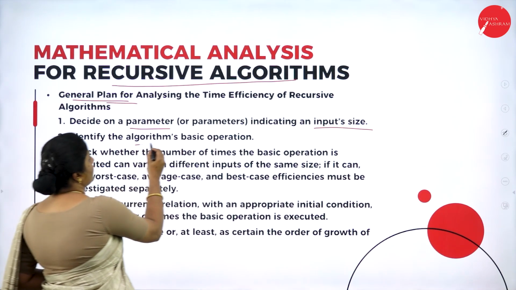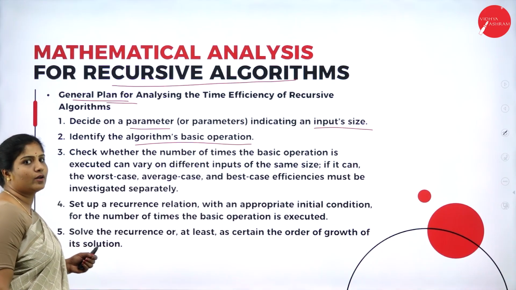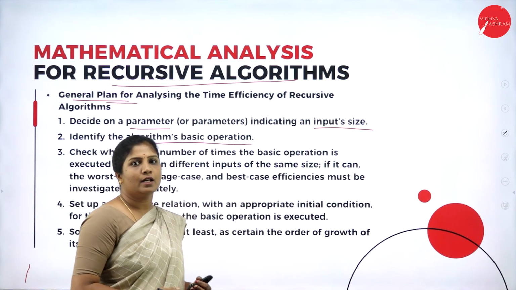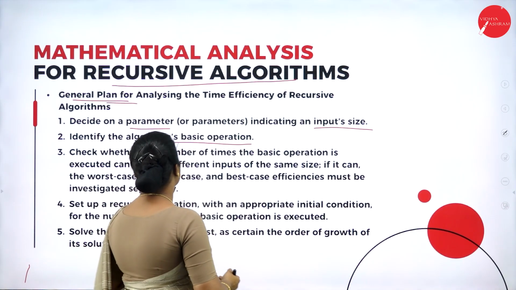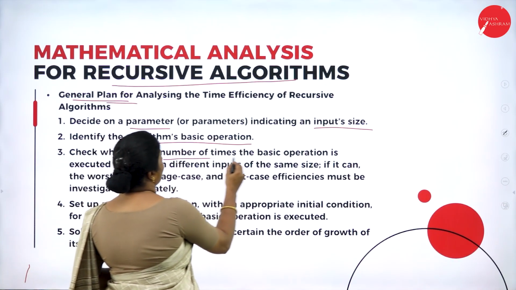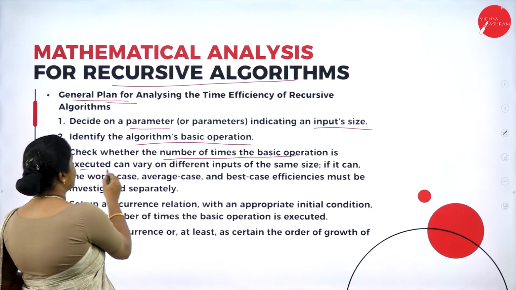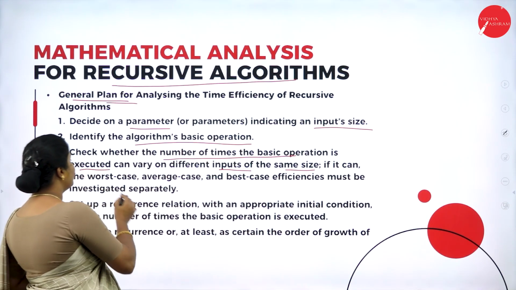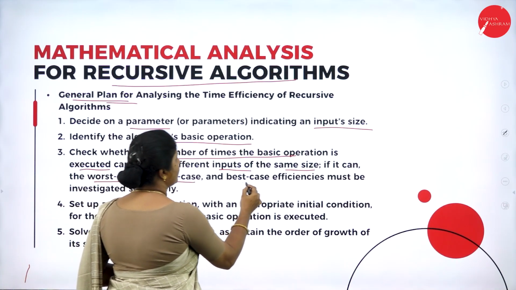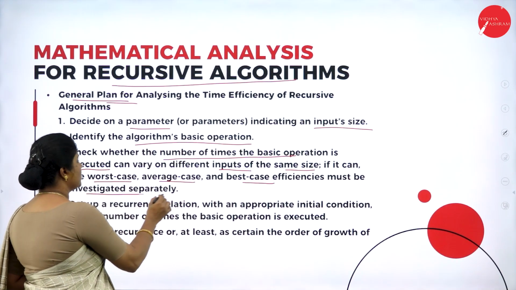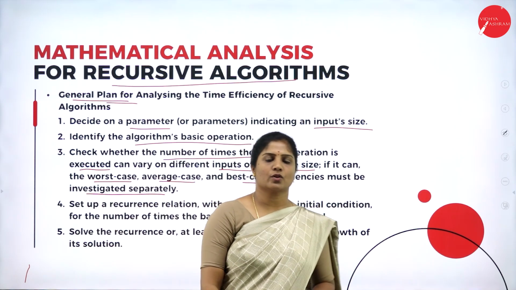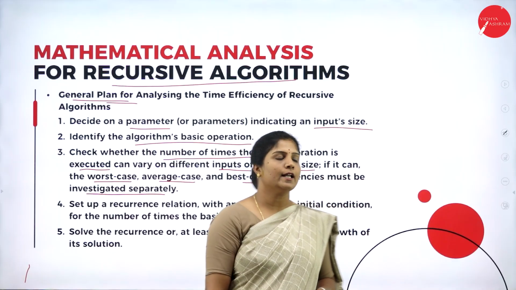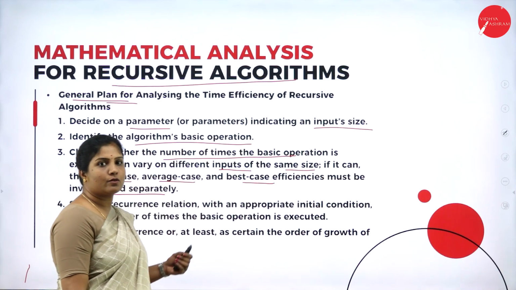Next, identify the algorithm's basic operation. So here also we need to identify how many basic operations we need for the calculations. Next, check whether the number of times the basic operation is executed can vary on different inputs of the same size. If it can, the worst case, average case, and best case efficiency must be investigated separately. So based on the number of times the basic operation is executed, we can define whether it's a worst case, best case or average case.